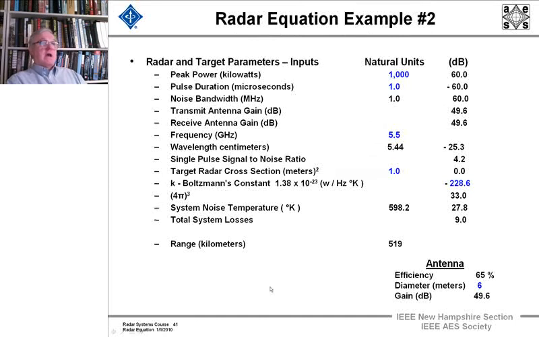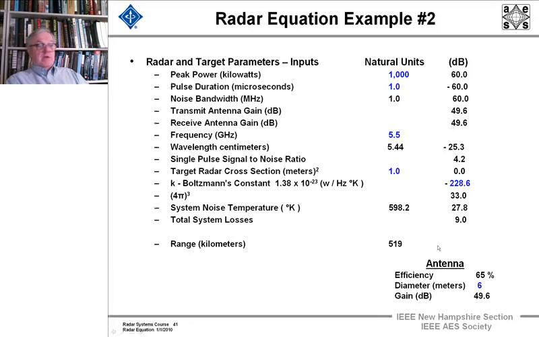So if we take the radar equation in the dB form, and we put in the 4.2 dB, and then put in the frequency, we'll get out the wavelength, and the noise bandwidth, which is just a megahertz for a microsecond pulse, the 1,000 kilowatts of peak power, and there's a couple of other numbers, the 9 dB of losses, and the system noise temperature of 598.2.